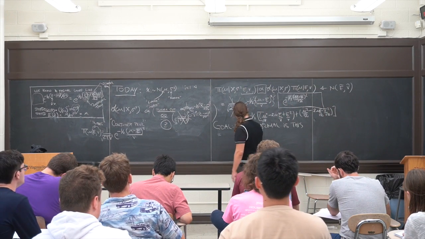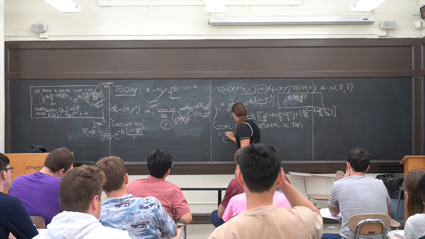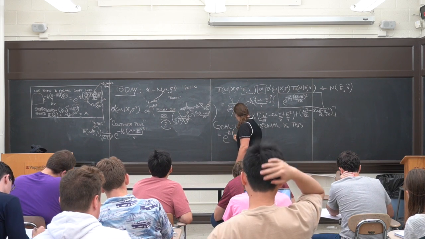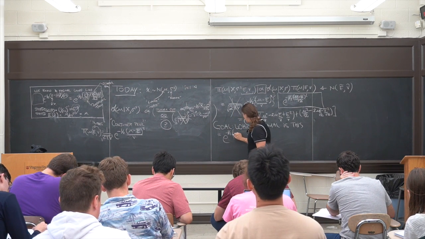So I'm going to rewrite this thing. Right here is e to the minus 1/2. And I'm going to write out the quadratic term first.